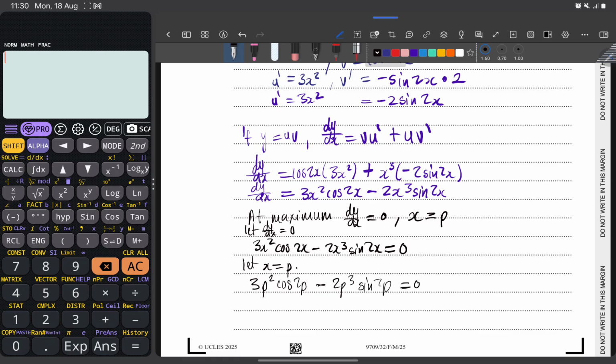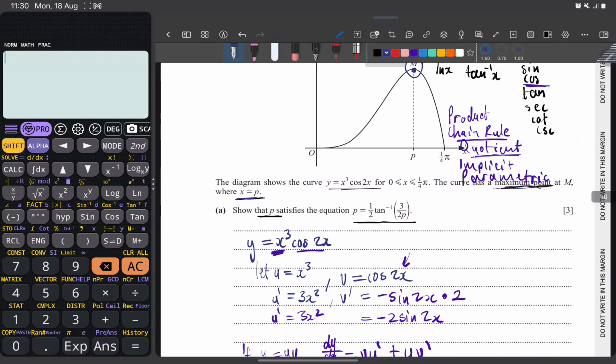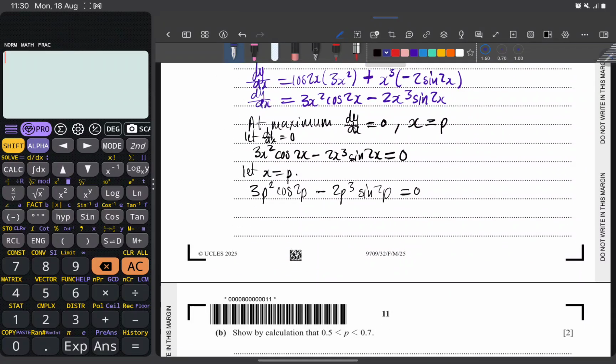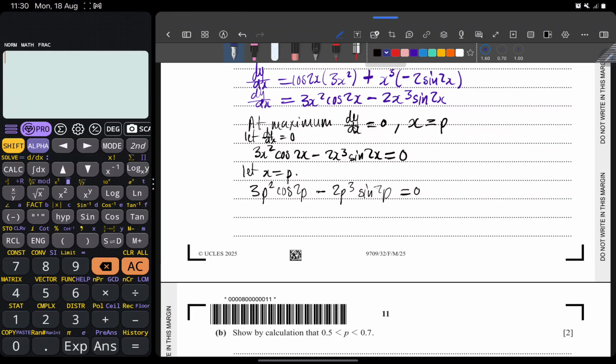Now we have to create a tan. Can you see that we have the tan inverse? So we need to create a tan. We know that tan is sine over cos. So I'm going to take these things with sine to the other side first. So I'll now have 3p squared cos 2p is equal to 2p cubed sine 2p. Then I'm going to take this 2p cubed to the other side and this cos 2p to the other side.